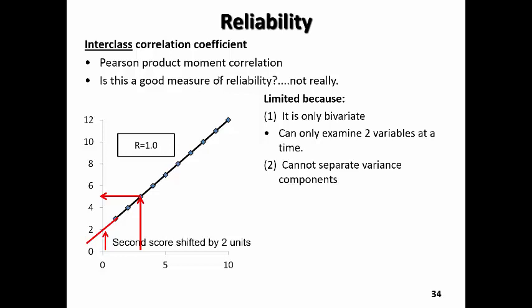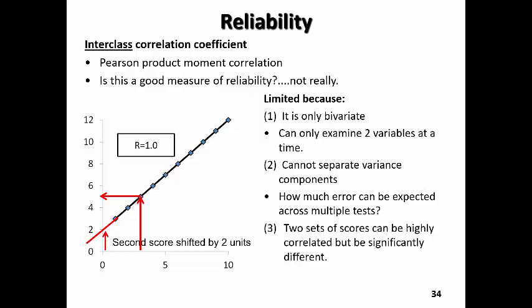The Pearson product moment correlation coefficient, the interclass between variables, cannot separate variance components. And so the correlation coefficient would not allow us to examine how much error can be expected across multiple testing. Recall that all measurements inherently have variability, but what we want to be able to document and quantify is how much variability we can expect.